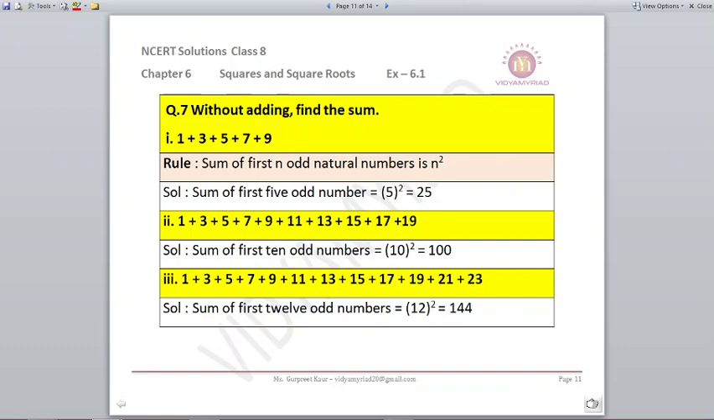Next, the third one, it is moving till 23. So till 19 there were 10 numbers. With 21 and 23, we are reaching 12 odd numbers consecutively. So we will just do 12 square, that comes out to be 144.